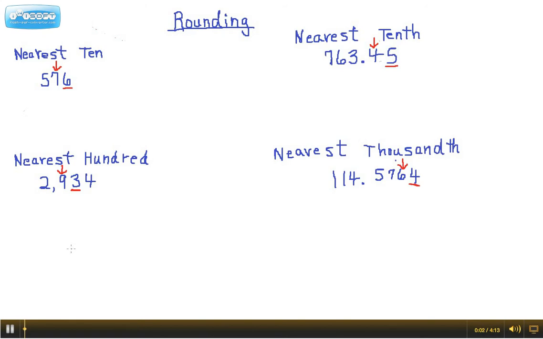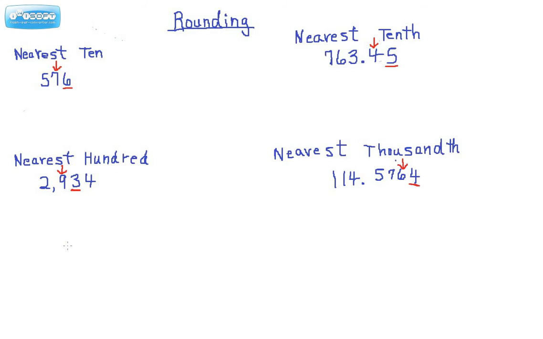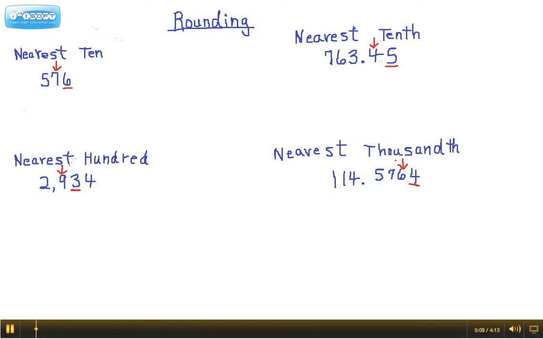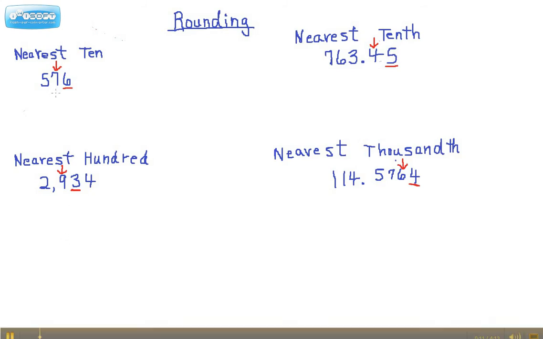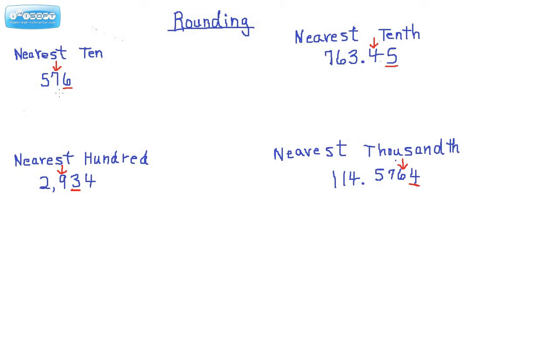Rounding. To round any number to a specific place, locate the digit in that place. And I've got 4 examples here. And then we want to look at the number to the right of that place. So we have 576, and we want it rounded to the nearest 10.